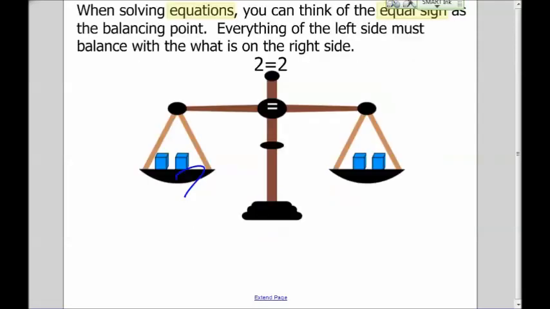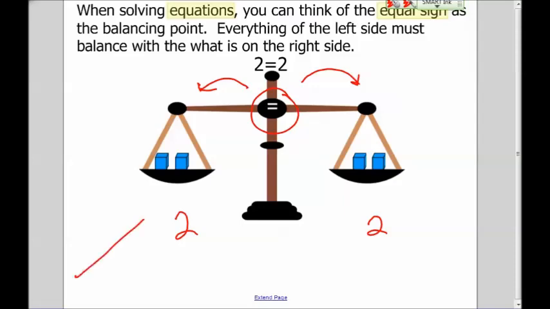Okay, this is almost too easy to have on here because I have a scale and I have the equal sign, and whatever's on this side has to equal whatever's on this side. And look, I have 2 blocks and I have 2 blocks and they are equal. No matter what I put on this side, it has to equal this side in order for it to be an equation. So that's your goal today, to make sure both sides balance.